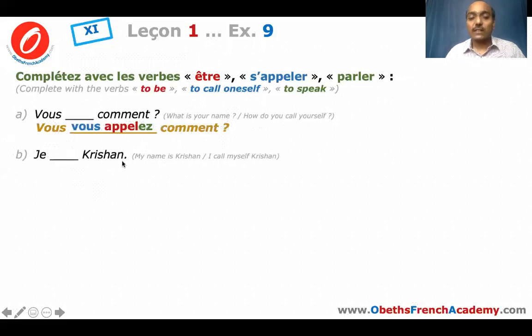The second one, je dash Christian. I dash Christian sounds like a name of a person. So again, the verb that we need to use is s'appeler. But when the subject is je, your reflexive pronoun will be me, but it will change to m apostrophe because the verb appeler starts with a vowel. And what will be your ending when the subject is je? Your ER verb ending is E. But can you see there's something irregular? You need to double that L and then put an E.